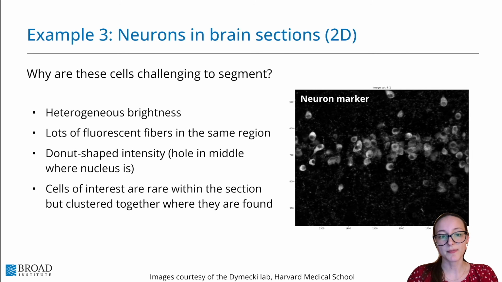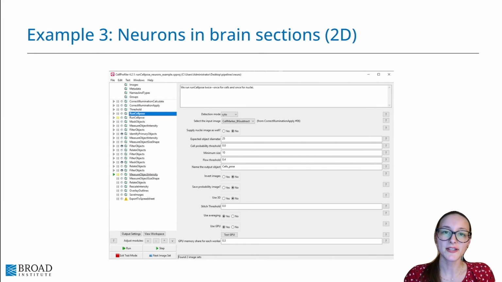So to solve this problem, we have an example pipeline using Cellpose. I should also mention that this pipeline file has additional notes in this upper box here for many of these modules to explain what's happening in each one. So if you're interested in more details about what else is happening in this pipeline, definitely check out the pipeline file itself.